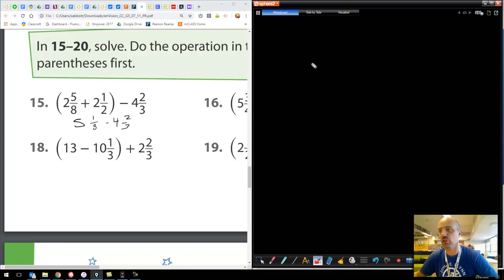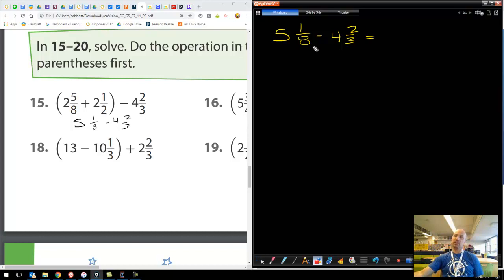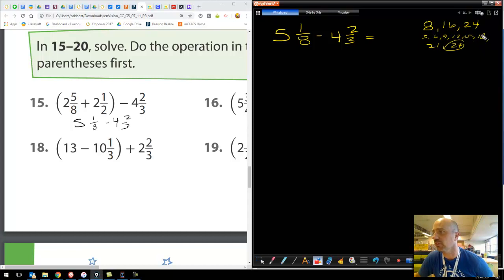Let's go back over to our workspace, and I'll set this problem up. This is the second part of our problem, basically 5 and 1/8, and we're going to subtract out 4 and 2/3. Once again, we need to find our common denominators, and we have 8ths and we have 3rds, so that doesn't work. They're not the same. So let's do our multiples. Let's start with the bigger number first: 8, 16, 24. We're probably going to be good with one of those, right? And I could do 3, 6, 9, 12, 15, 18, 21, and 24. That's going to be our common denominator.